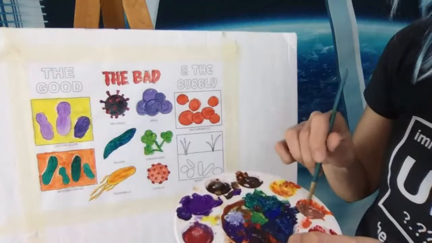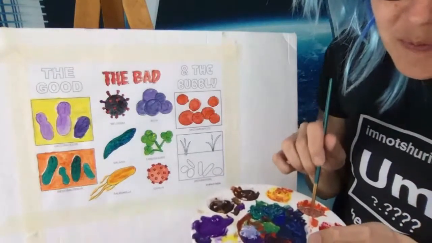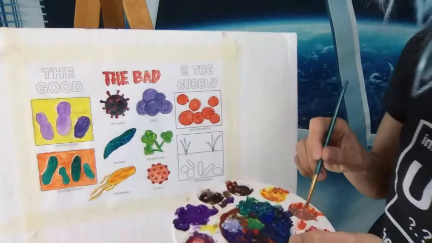I'm mixing some brown with some white and orange. And then we're going to paint a background.